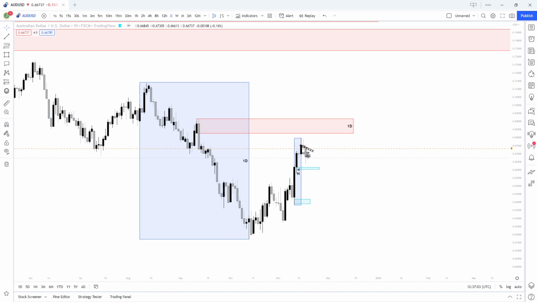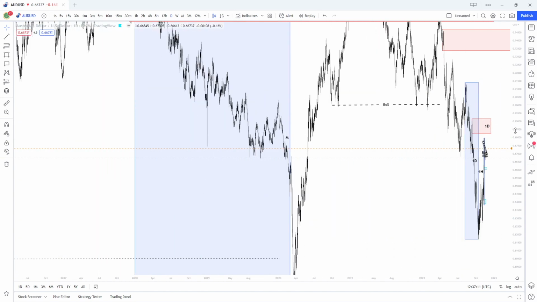So I'm starting off here on the Australian dollar to the US dollar. Now I'm starting on a higher time frame just so I can give you a slight story of what it is I'm looking at and why I am looking for it.